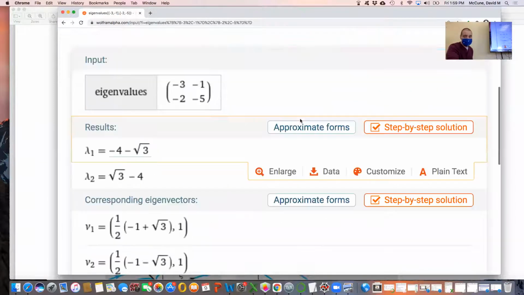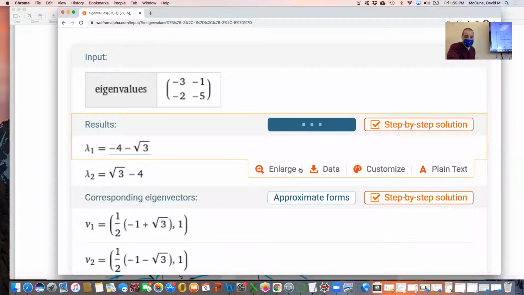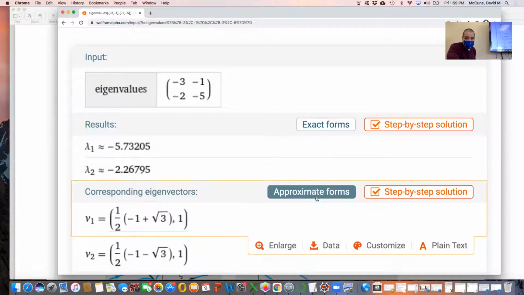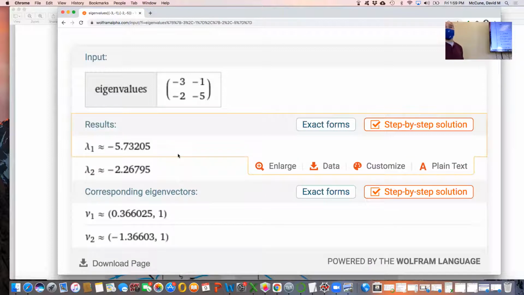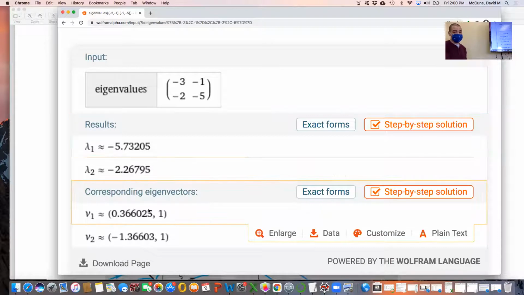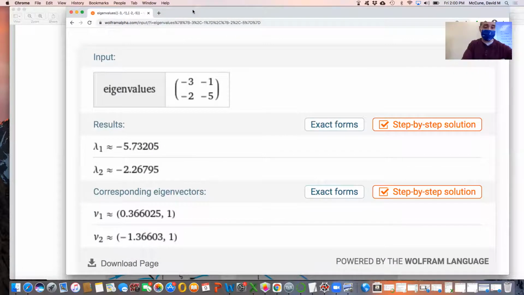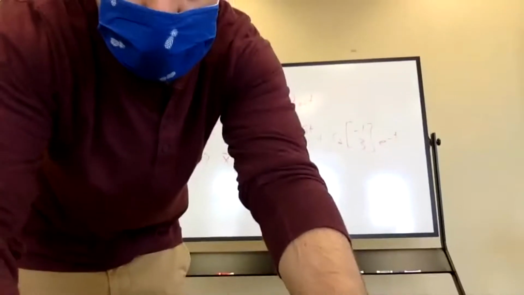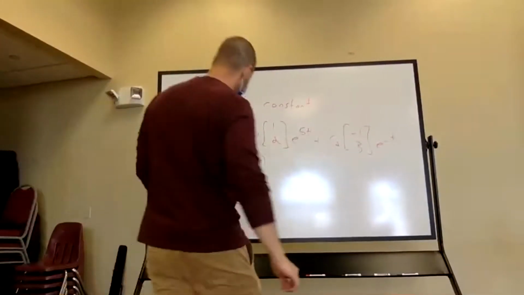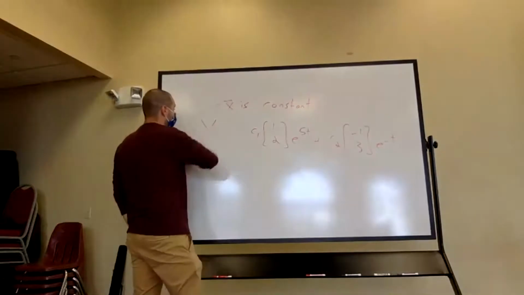Okay, so here's what it spits out. Let me approximate everything. It gives me 2 real eigenvalues, and they're both different, so there's no repetition. Everybody okay with that? And of course, there are 2 eigenvectors with it. So notice, if you were to plot those 2 vectors, let me plot them. I'm just going to draw little arrowheads pointing to those points.